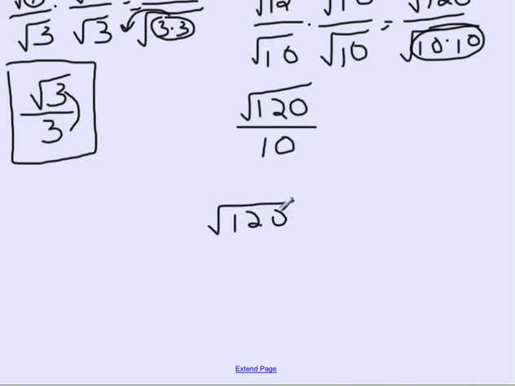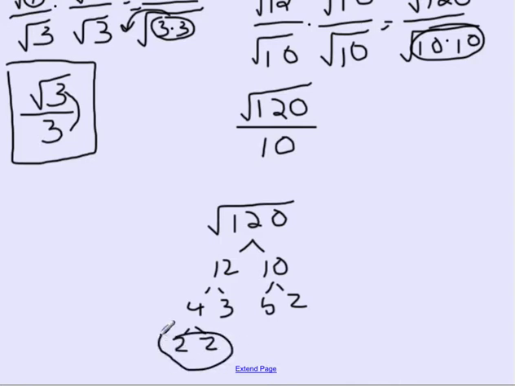So let's take a look at 120 as a radical. We can break that down to be 12 and 10. 10 we can break down to 5 and 2. 12 we can break down to 4 and 3, and 2 and 2. So it looks like out of that radical I can take out a pair of 2's. So that is what I'm going to do. I'm going to take out a pair of 2's.